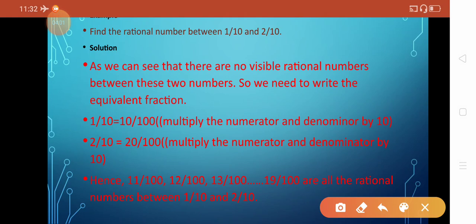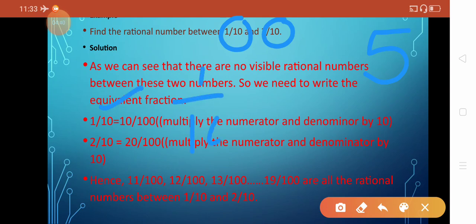So first of all, for example you are asked to find 5 rational numbers between these two. Here the denominator is equal, but when the denominators are not equal you have to make them equal. But between 1 by 10 and 2 by 10 we are not able to find 5 rational numbers, so we have to increase the denominator value. As I told you last time, you have to multiply and divide by an equal number. So we will multiply by 10.